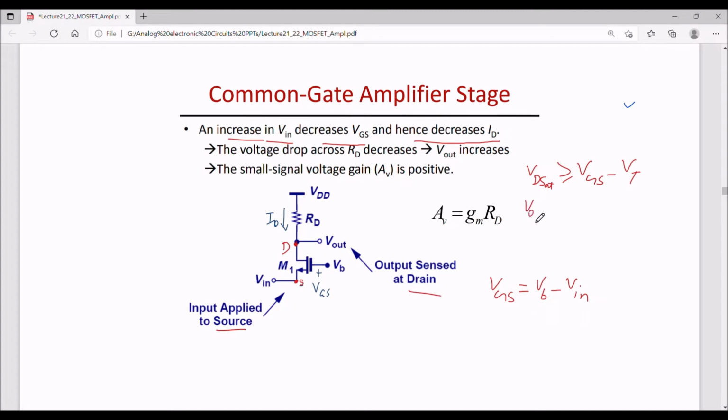So I'll write Vout minus Vin is greater than or equal to VGS minus VT, and VGS we have found from this circuit as VB minus Vin. So VB minus Vin, minus VT. Now this Vin cancels out, so we are left with Vout is greater than or equal to VB minus VT.